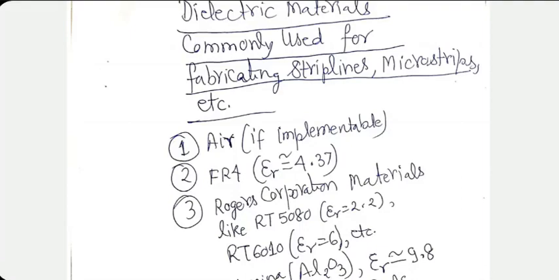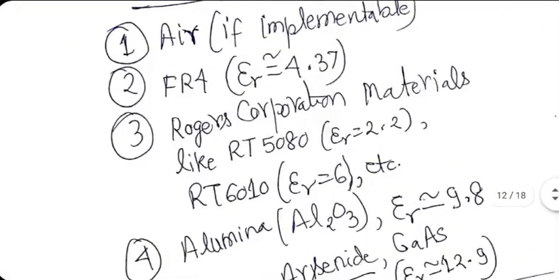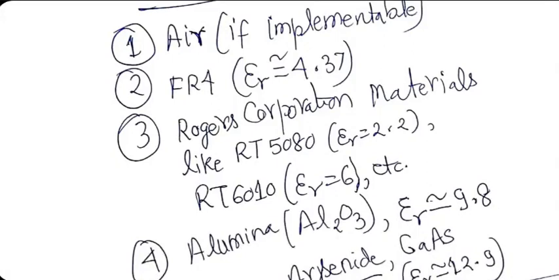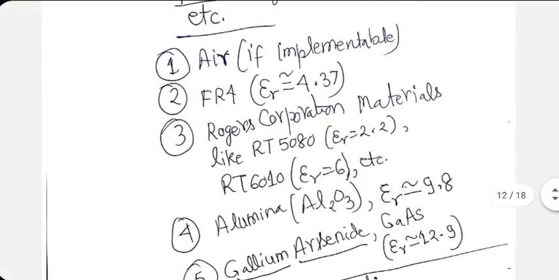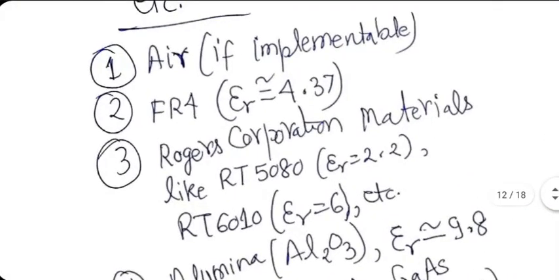Then there are less lossy materials. These are artificial materials produced by one company in the US. There are other companies also, but I'm quoting one company as an example. Rogers Corporation, they have their headquarters in Bangalore also. They sell these materials for microwave design work. These are very low loss materials. RT5080 has epsilon R equal to 2.2. Nominal values. These values change with frequency and temperature, but nominal values are these. RT6010 is another one which has epsilon R equal to 6 and so on.